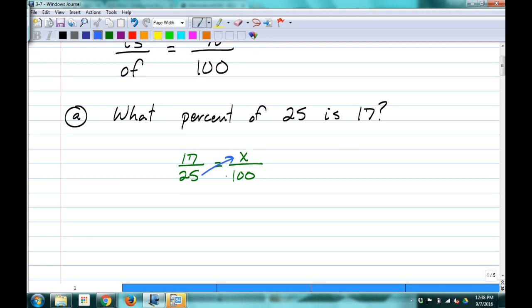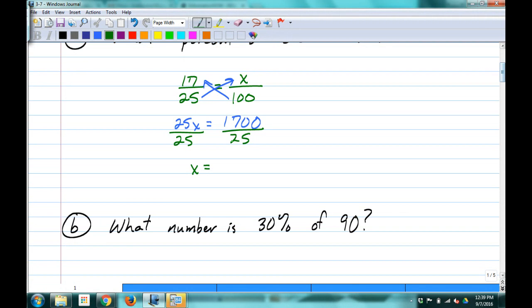Cross multiply. 25x is equal to 1700. Divide by 25. How many times is 1700 divisible by 25? 4 times 17 would be 68. Okay. X is 68. So 17 is 68% of 25. That's what we're finding, okay?